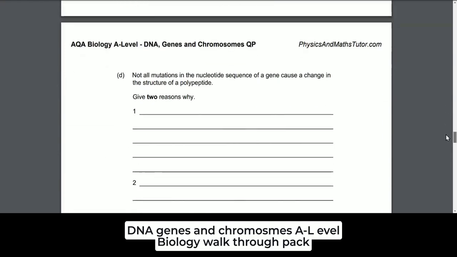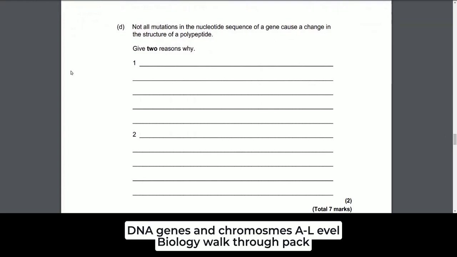Let's finish this off. So part D, not all mutations in the nucleotide sequence of a gene cause a change in the structure of a polypeptide. Give two reasons why. So a mutation is a random change in one of the bases. So G could become C, C could become T, but then you get deletions where, say, T will disappear or G will disappear, and then you get insertions where extra bases are put in. But what kind of mutation will mean that nothing changes? The polypeptide retains its 3D shape and is still functional. So what would that be? And of course, we could get a silent mutation.